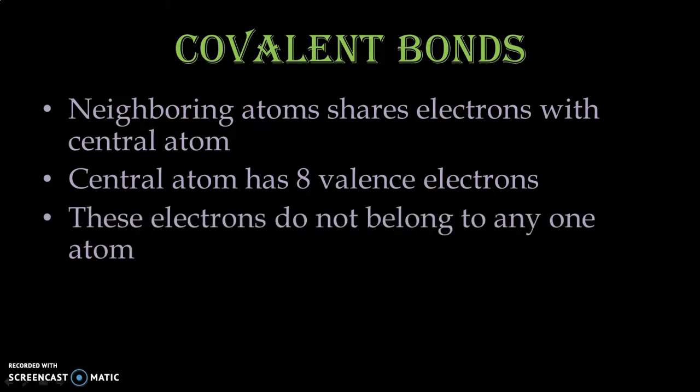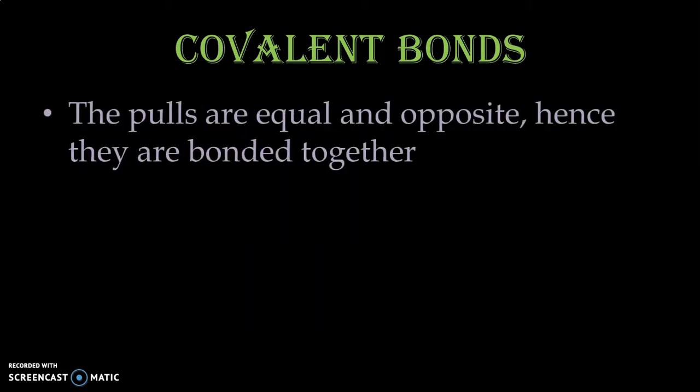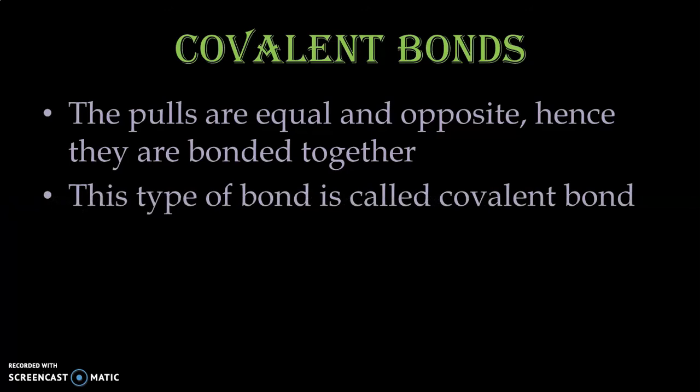These electrons do not belong to any one atom. The electrons are attracted equally by the positively charged core. The poles are equal and opposite, hence they are bonded together. This type of bond is called a covalent bond. Now let us see the crystalline structure in detail to understand the covalent bond.